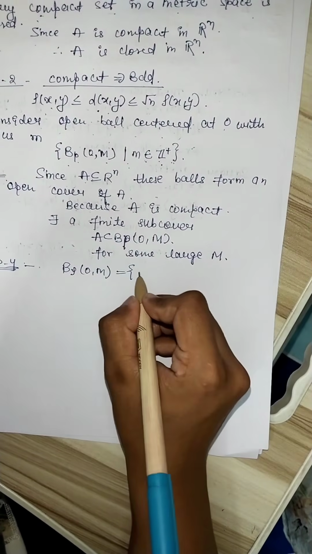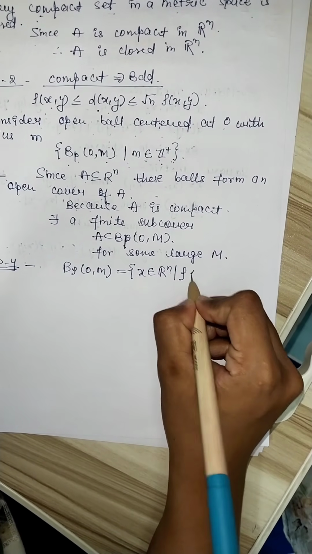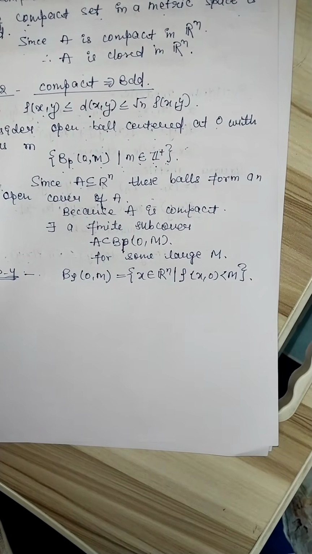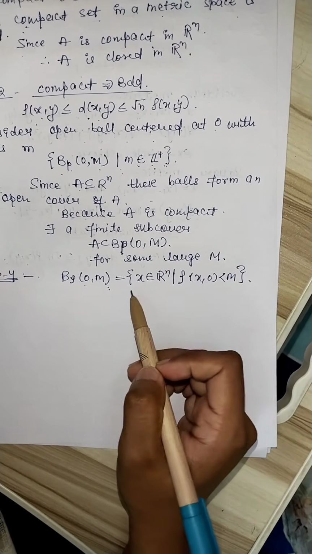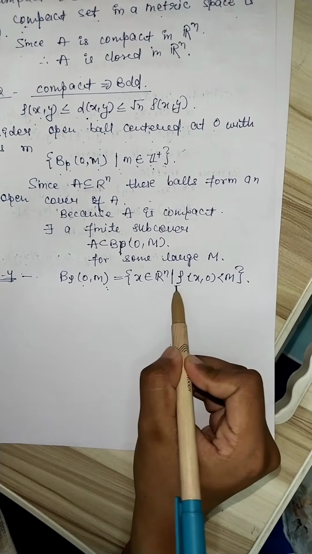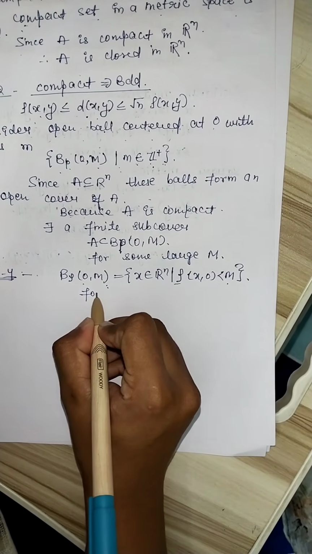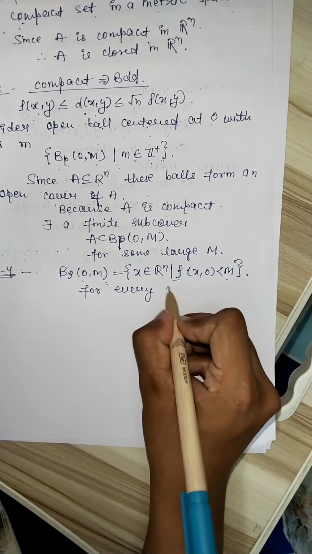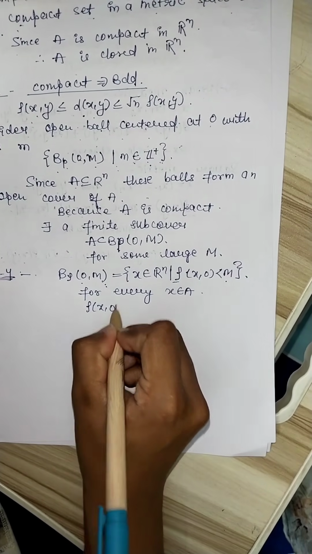is the set of all x belongs to Rn such that the distance between x and 0 is less than m. The row ball centered at 0 with radius m is the set of all points in Rn such that the distance between x and 0 under metric rho is less than m. So, for every x belongs to A, the distance between x and 0 is less than m.